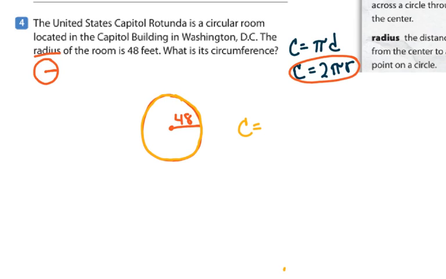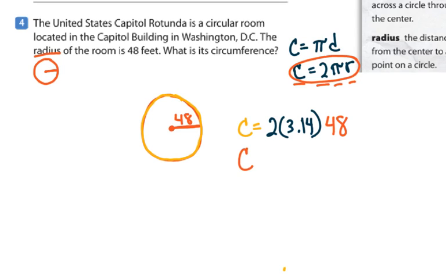Pi, well, we would put 2, and then pi would be 3.14. And then in red, I'm going to put the 48 because that's the radius. If you look, I've plugged in each item from our formula. Now it's just a matter of calculating it.